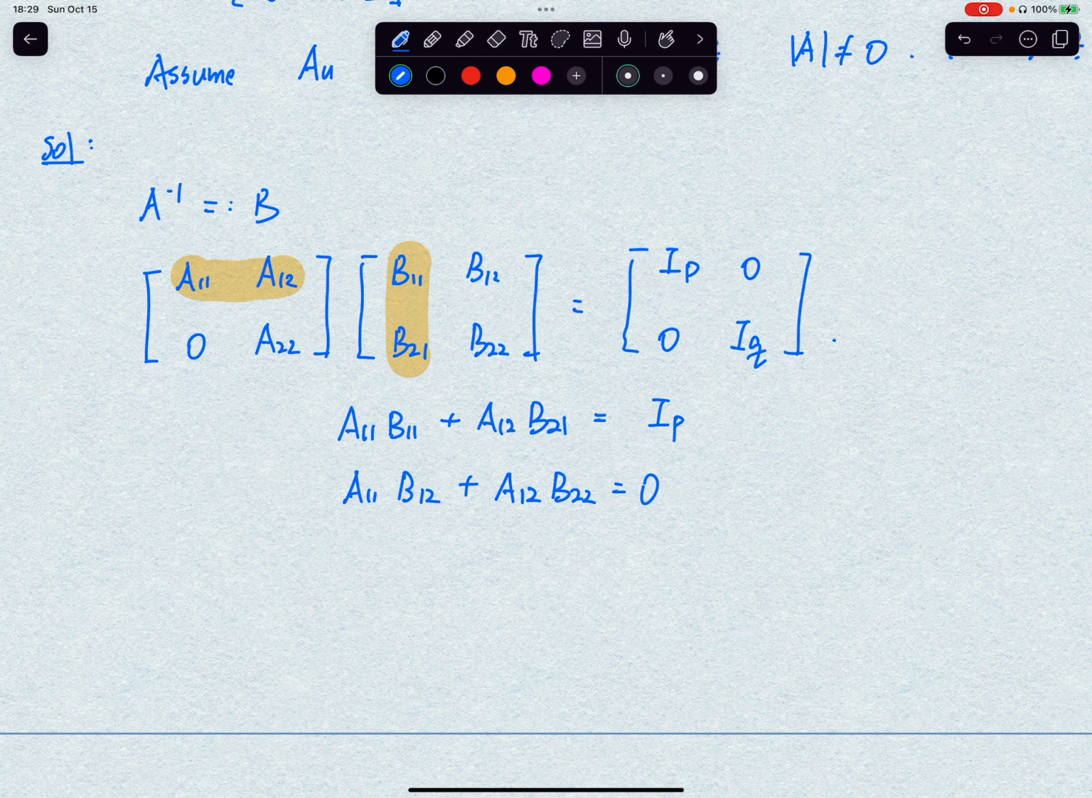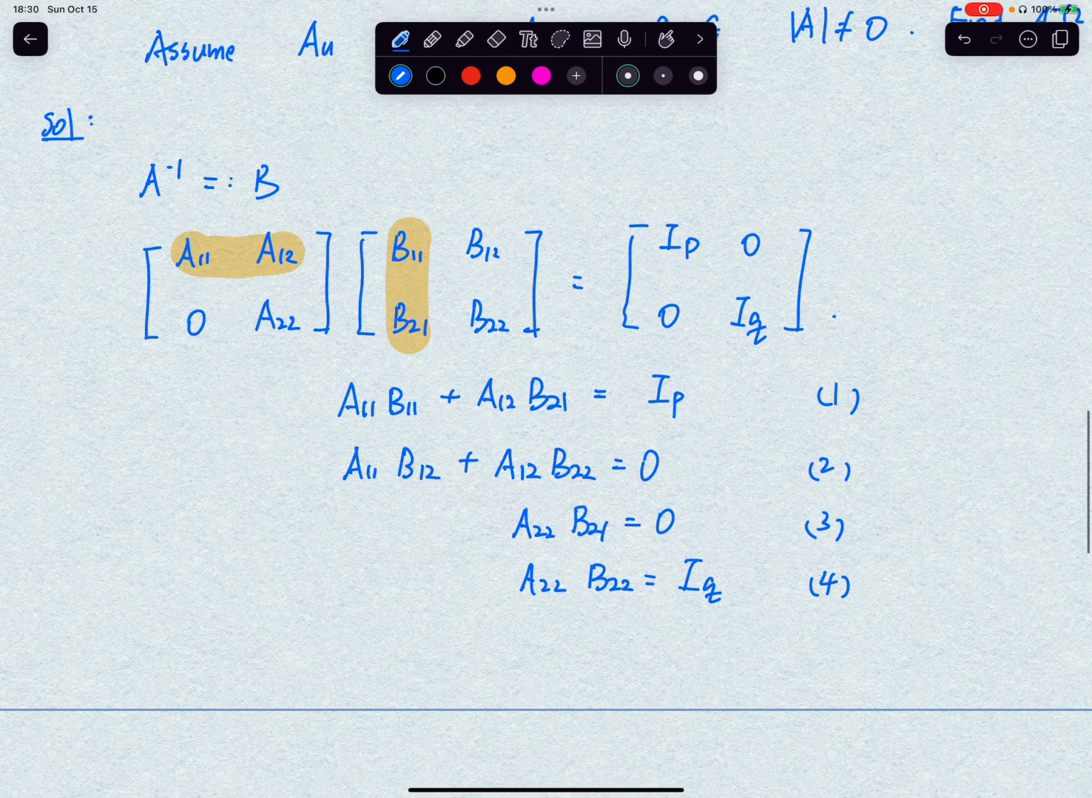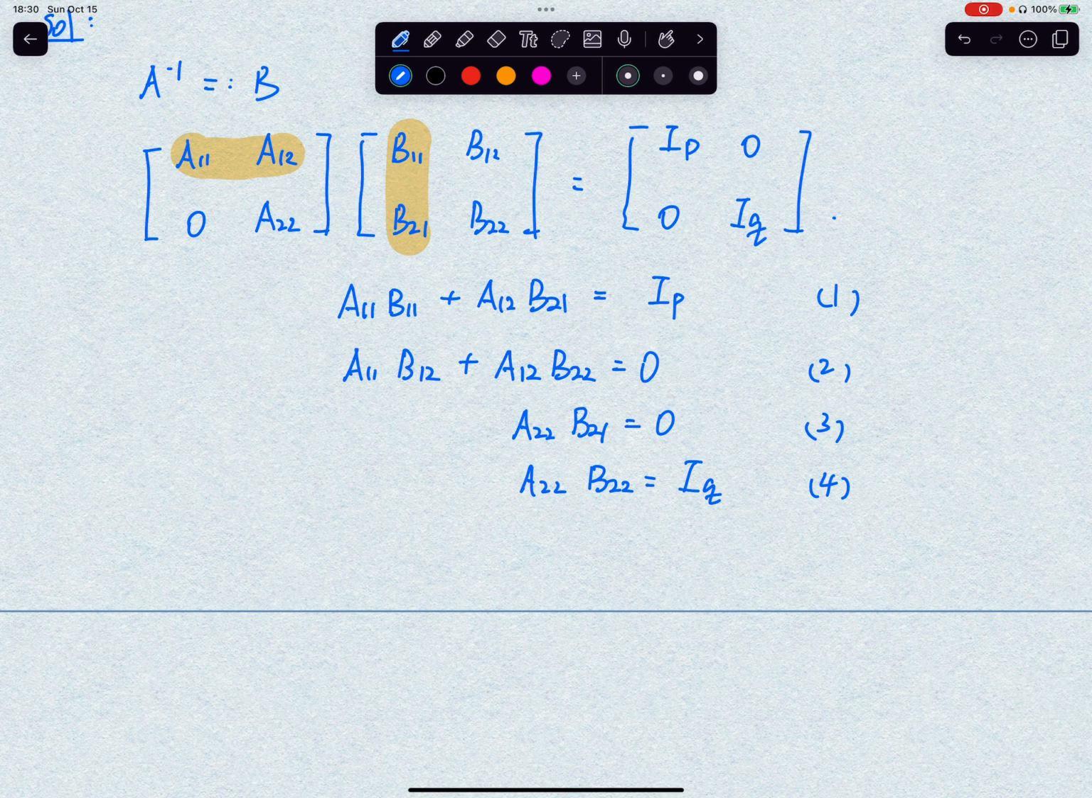We have A22 B21 equals 0, and A22 B22 equals Iq. We shall name these four equations 1, 2, 3, 4 respectively. However, note that the fourth equation by itself is not sufficient to show that A22 is invertible.